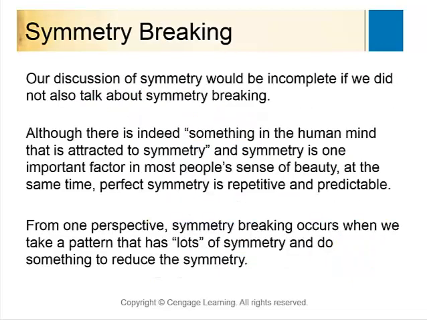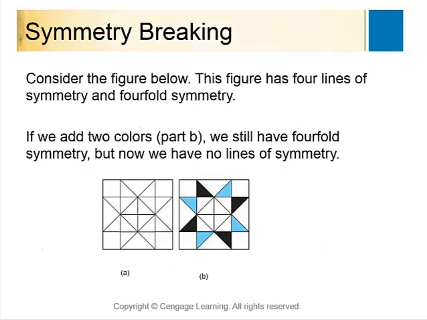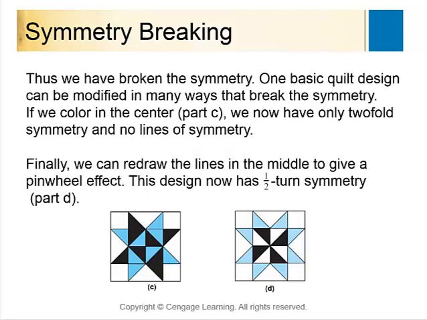Symmetry breaking is also something that we like to look at. Symmetry breaking occurs when we take a pattern that has lots of symmetry and then we reduce the symmetry. Let's look at what we're talking about. Look at quilt patterns. Look at that A picture and how beautiful it is. It has all different kinds of lines of symmetry, reflection symmetry. If we put some colors in there, we now have no lines of symmetry.